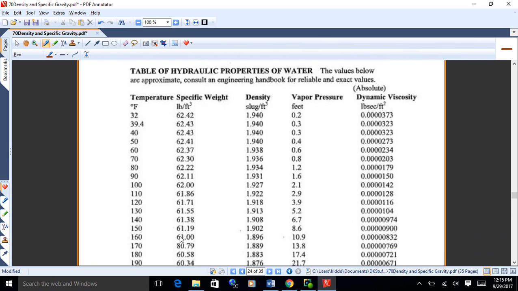Okay, so I've got a table in your book. I'm not sure which page it's on, but it's in chapter 1 at the end. 58, okay, thanks. It's on page 58. And what that has is what happens to water as the temperature goes up. Okay? So if you look at that, as the temperature goes up, the density goes down, the vapor pressure goes up, and the viscosity goes down. Okay?